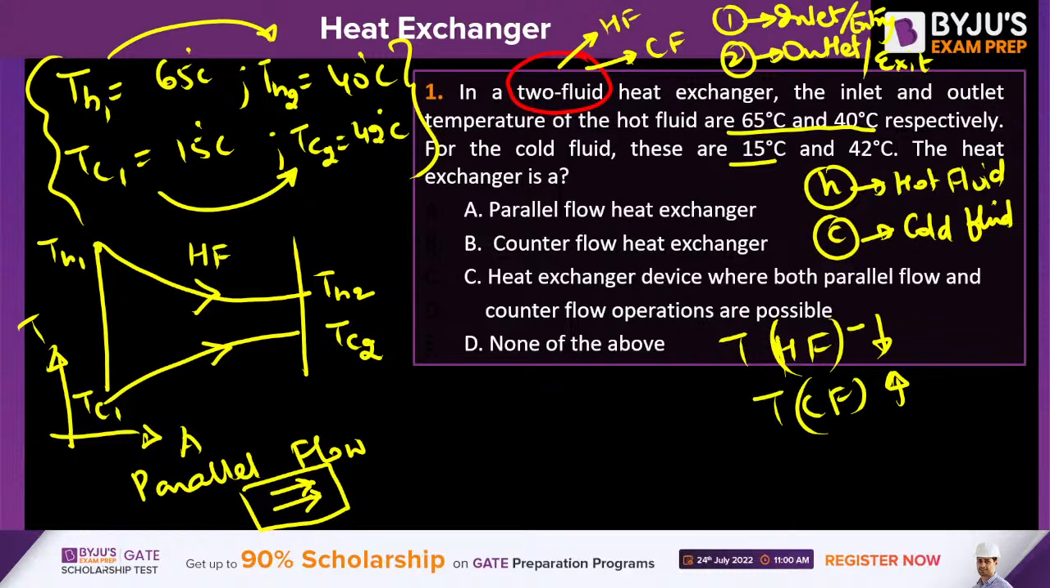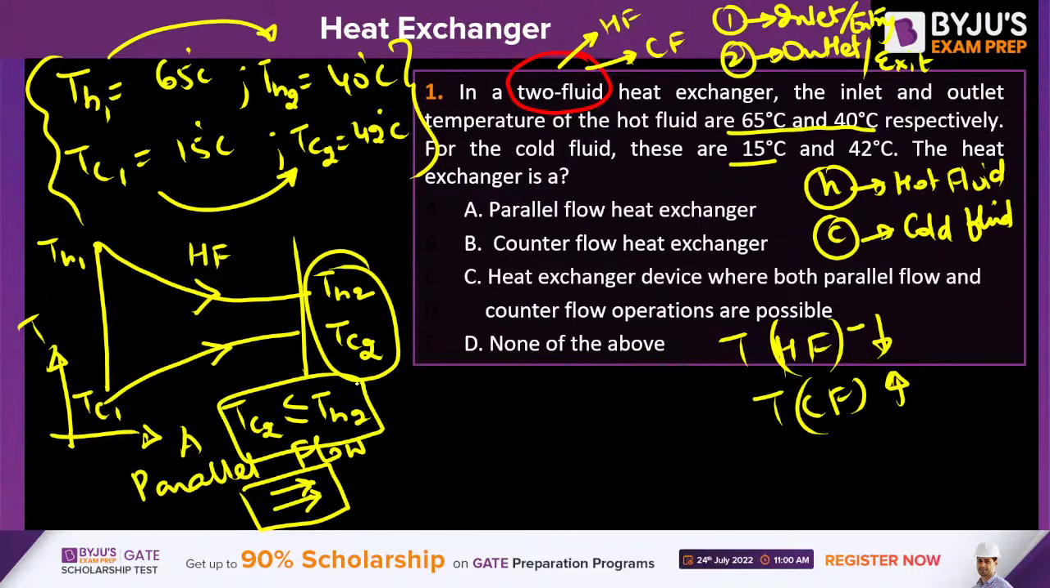So in case of parallel flow, what we can say, TC2 should always be less than or equal to TH2. The cold fluid exit temperature cannot be more than the hot fluid exit temperature, because if the cold fluid exit temperature will be more, then what will happen? The heat will start flowing from the cold fluid to the hot fluid. That is the condition for the parallel flow heat exchanger.